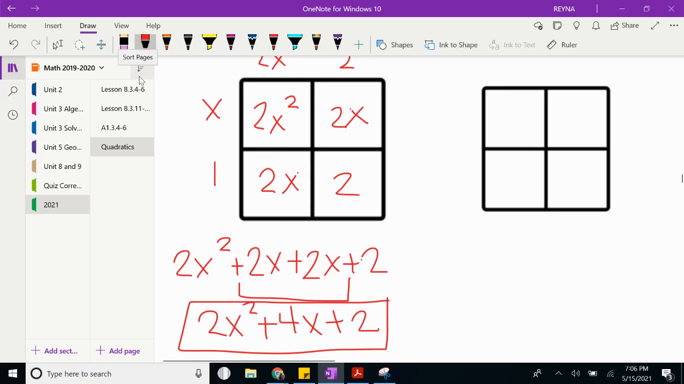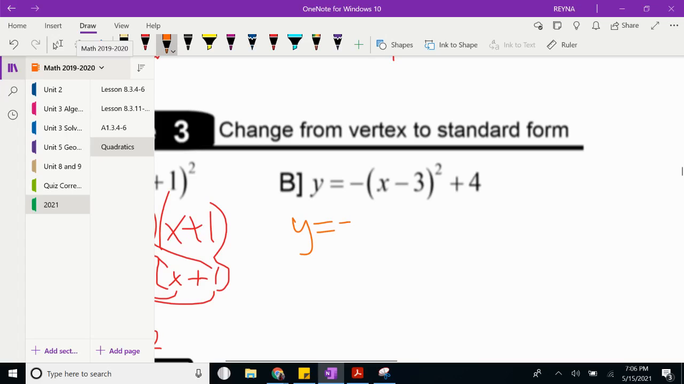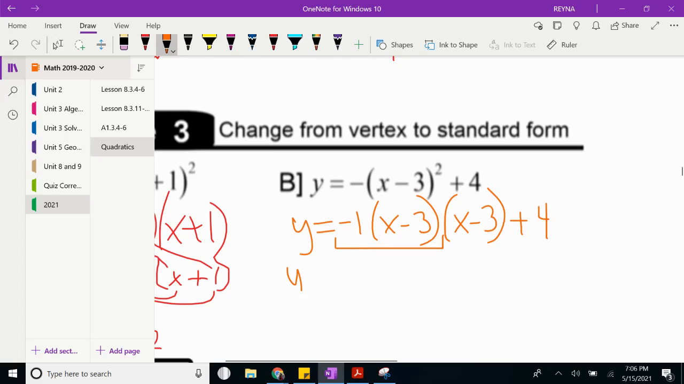So now that you've seen me do it, I'm going to have you try it. So first we want to write this in expanded form. y equals -1 times (x minus 3) times (x minus 3) plus 4. So the first thing we're going to have you multiply is -1 times x minus 3. What do you get when you multiply -1 times x minus 3? Use the distributive property.